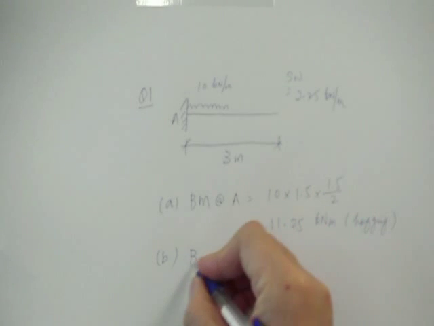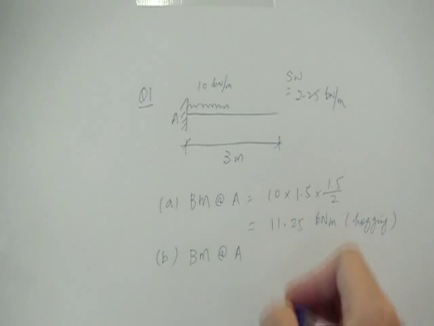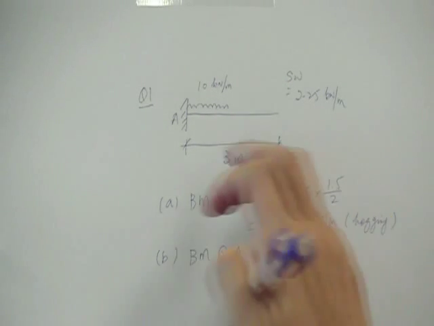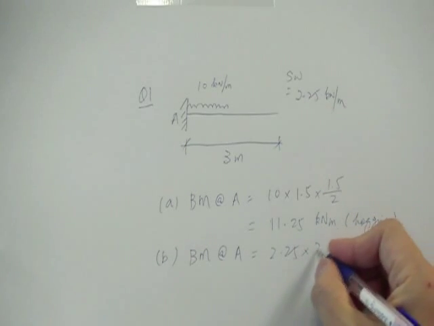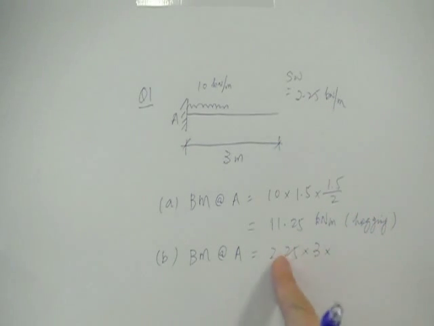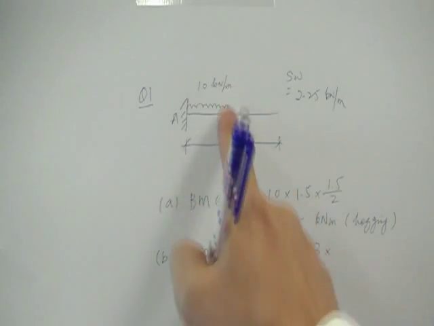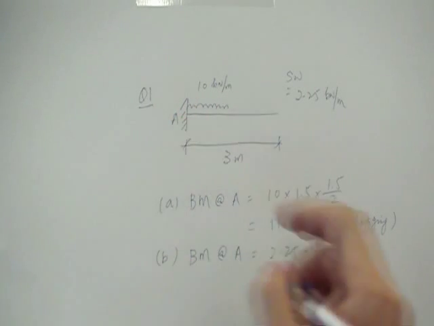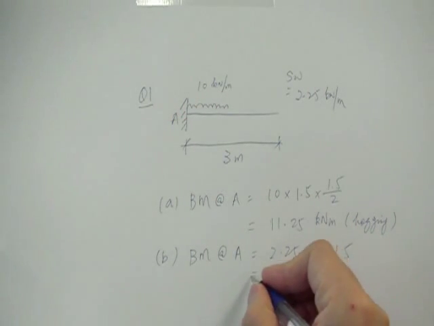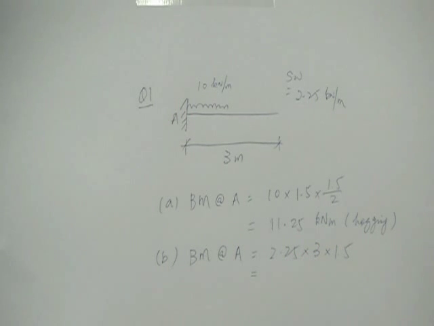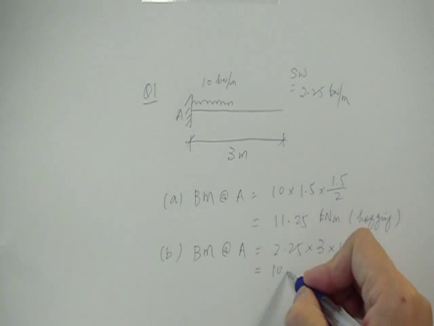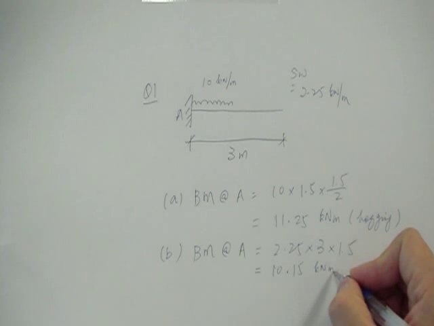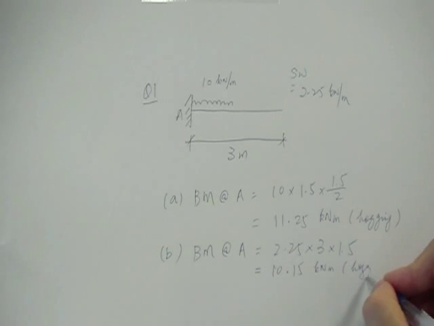So to find out the bending moment at A, that's simply 2.25 times the total length of the loading, which is 3 meters, and then that total load is acting at the center of the beam. So the center of the beam is at a distance of 1.5 meters from A. So that will give you the bending moment at A. The moment due to self-weight is 10.15 kilonewton meter hogging.